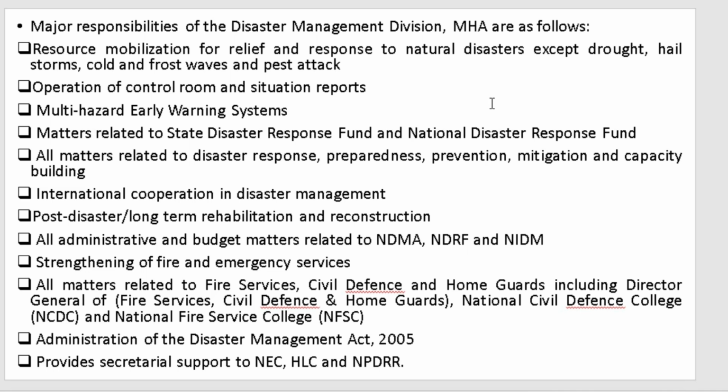Next is to strengthen the fire and emergency services. Suppose a disaster has happened in a particular area and that area requires a high amount of ambulance services. At that time, these emergency services should be provided by the disaster management division. Next is all matters related to fire service, civil defense, home guard, including the Director General of Fire Service, Civil Defense, Home Guard, National Civil Defense College and NFSC, which should be taken care of by the disaster management division. See, when the flood happened in Kerala, the army force, the battalion force was there for helping us. So all this help was provided by the disaster management division.